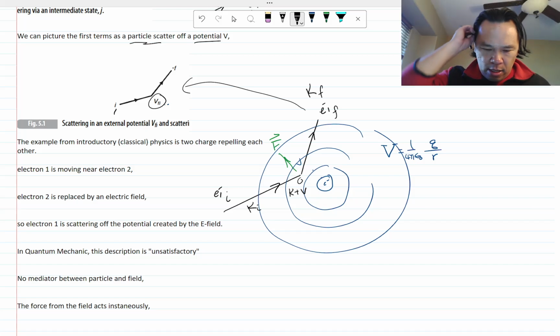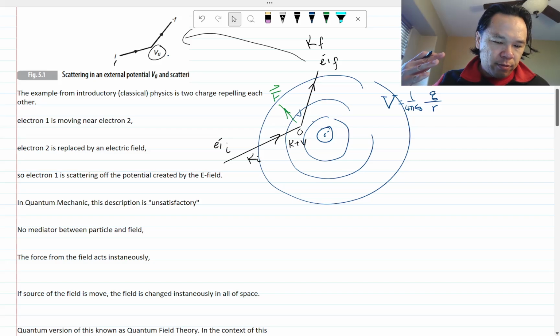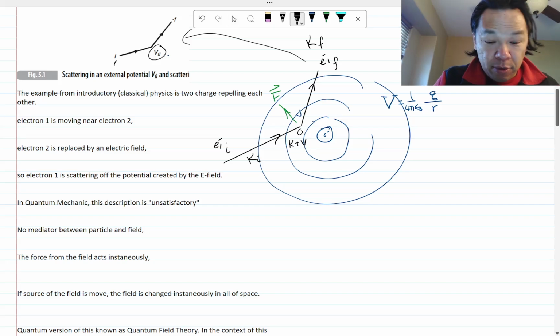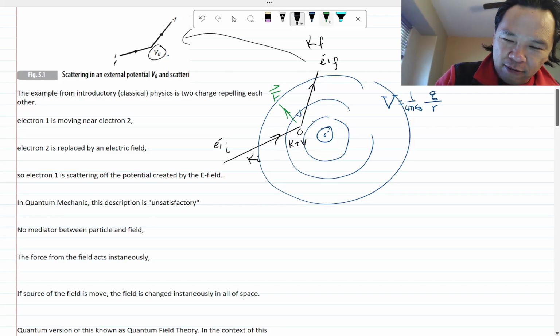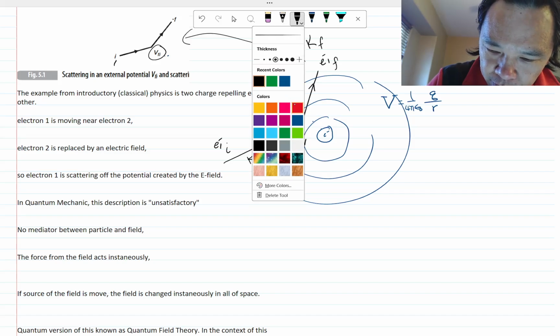Okay, so the problem is that if you try to do this from the framework of quantum mechanics, the book writes that it is unsatisfactory. It's a really mean thing for a professor to say to a student. Let me do, can I do a red pen here? Let's do a red pen here.